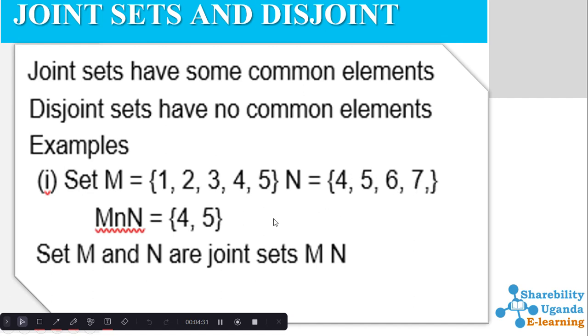Now, basing on this, we want to understand which one is a disjoint set and which one is a joint set. We said a joint set is a set with common members. That means we should first identify the common members that are within our sets. After identifying these common members, we shall be able to tell whether the sets have some common members.